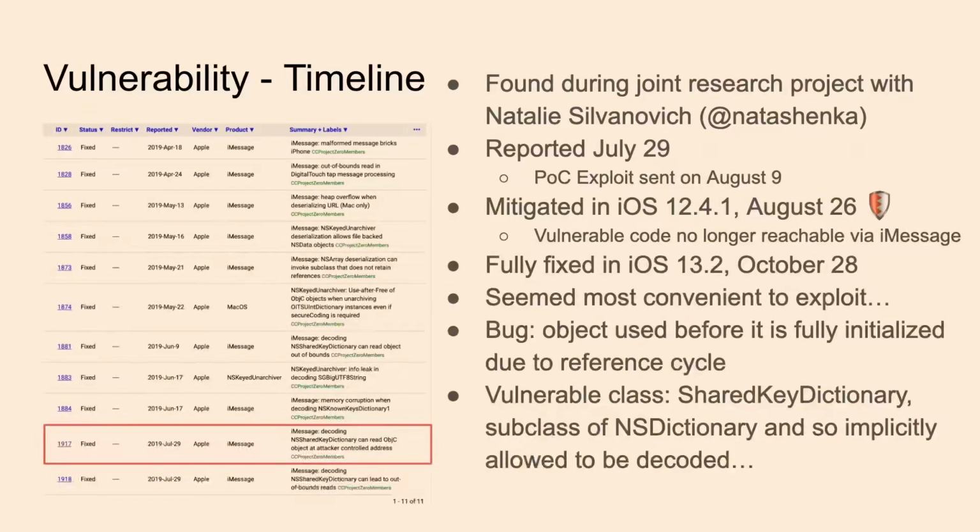So then Apple first pushed a mitigation quite quickly, which basically blocks this code from being reached over iMessage. In particular, what they did is they no longer allow subclasses to be decoded in iMessage. So that's quite a good mitigation. It blocks maybe 90% of the attack surface here. Yeah, so then they fully fixed it in iOS 13.2. But again, after August 26th, this was only local attack surface.